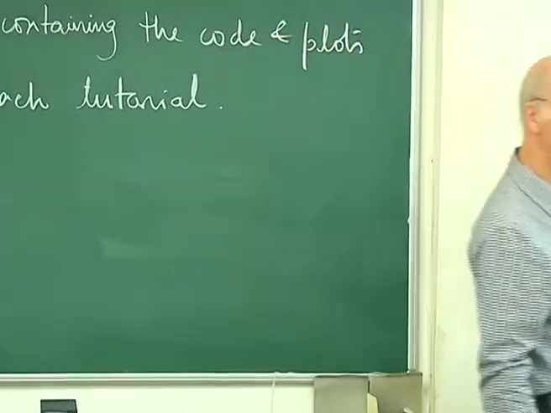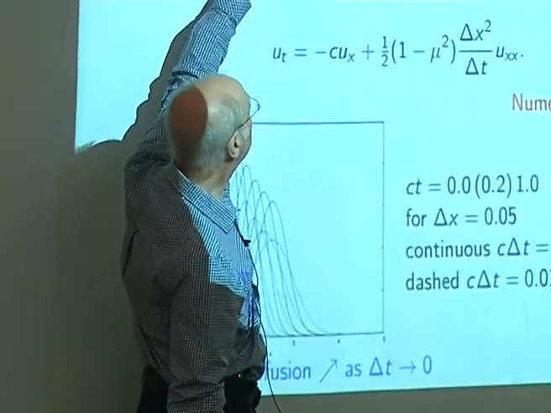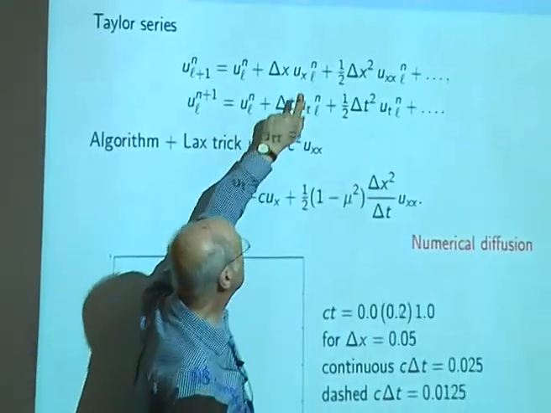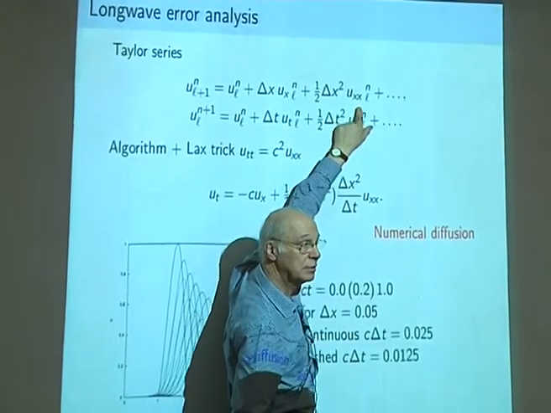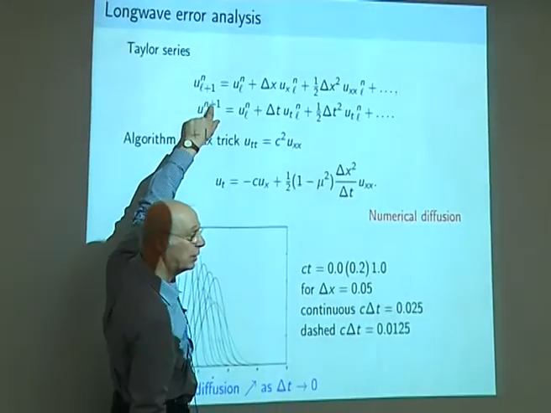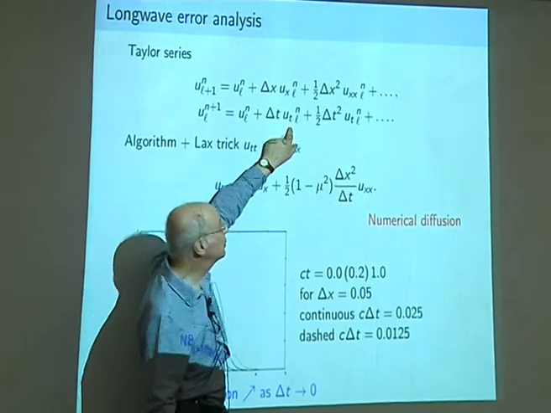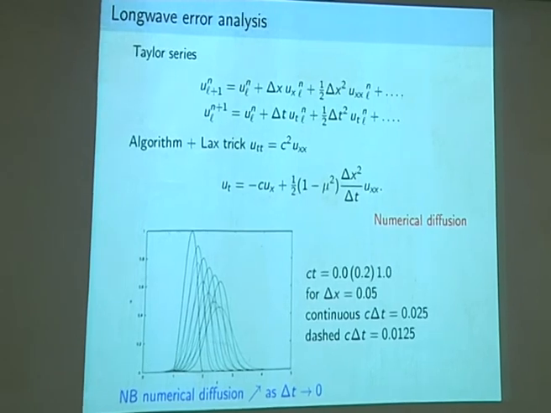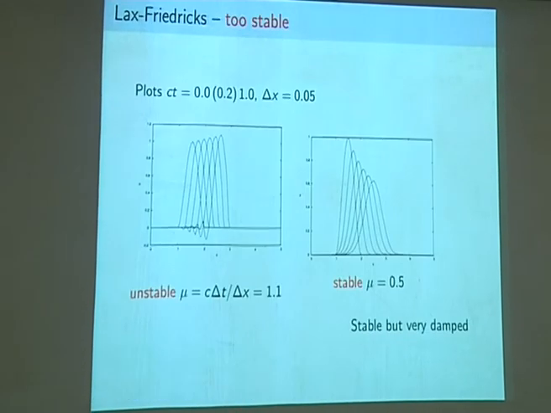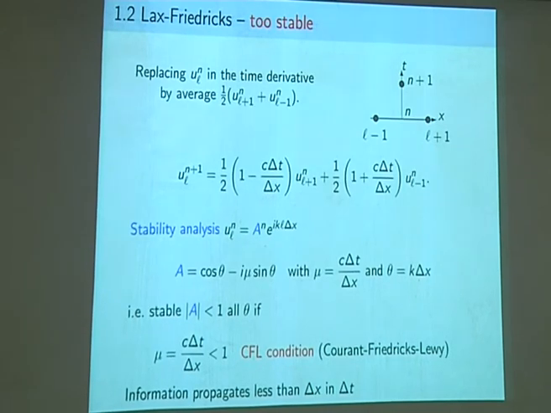And therefore, I can make a Taylor series expansion. So the value of the function at L plus 1 is the value at L plus the x derivative, plus half delta x squared times 2 derivatives. Equally, the value at time level n plus 1 is the value at n plus delta t times the time derivative plus a half delta t squared times the second time derivative. So I then throw that into this algorithm, the expressions for L plus 1, L minus 1, and n plus 1.